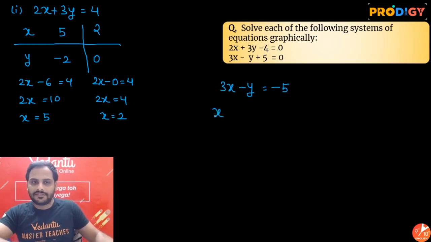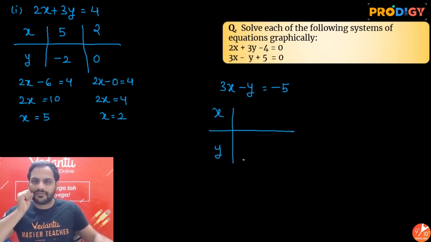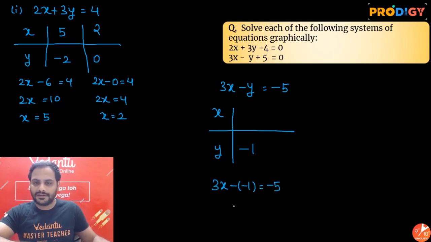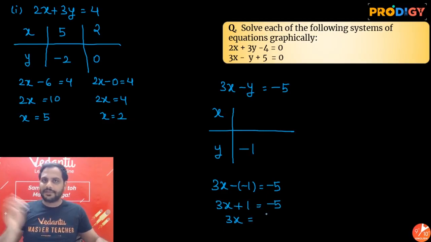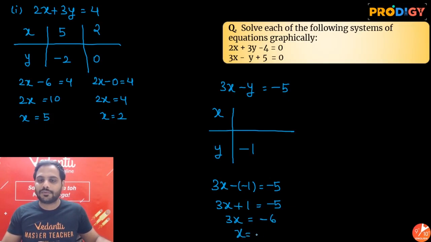So let's say x and y. I will start with, let's say, y. So let's put y is equal to minus 1. If I put y is equal to minus 1, 3x minus of minus 1 is equal to minus 5. So it will be 3x plus 1 is equal to minus 5. Shift it over there. Plus 1 will become minus 1. So minus 5 minus 1 is minus 6. x is equal to minus 2.